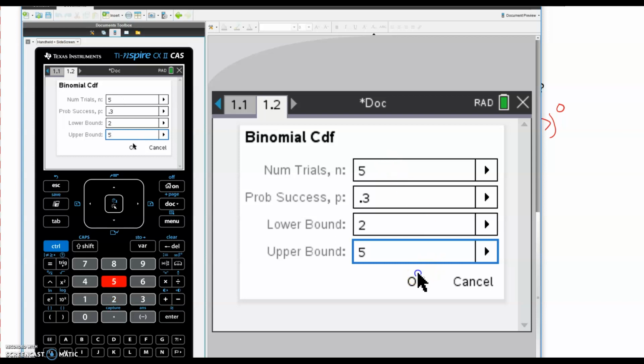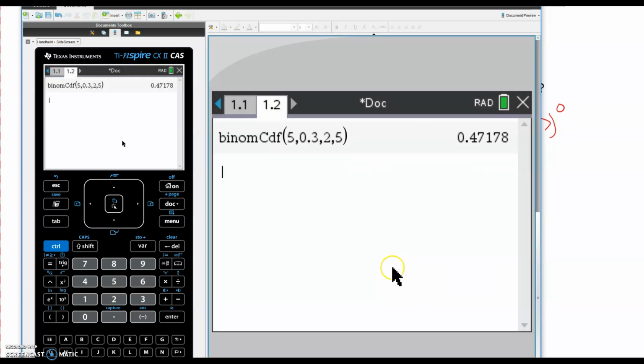Boom. And then we hit OK. And there is our probability. If you want to round to 4 decimal places, for whatever reason, sometimes we do that. It's 0.4718. There you go. There's your answer. Excellent. Let's move on.